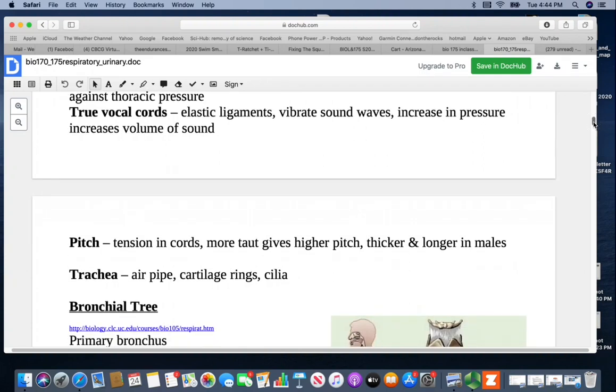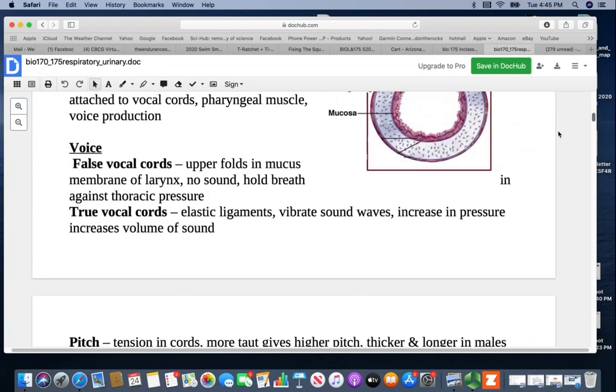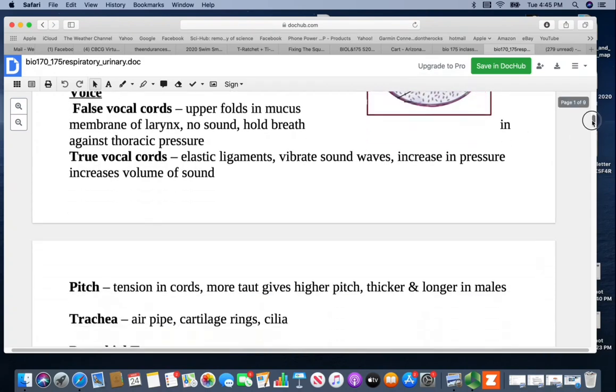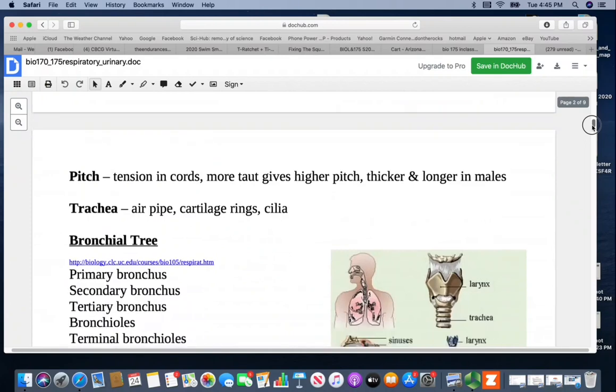So your trachea is the air pipe. This is going to have those cartilage rings that we looked at in this picture here, and the cilia that will help to move the mucus along that pathway.